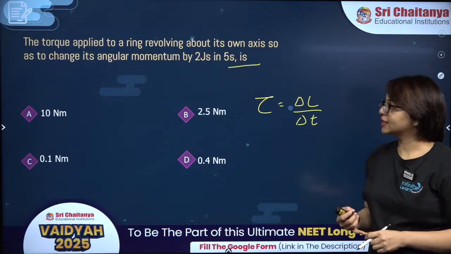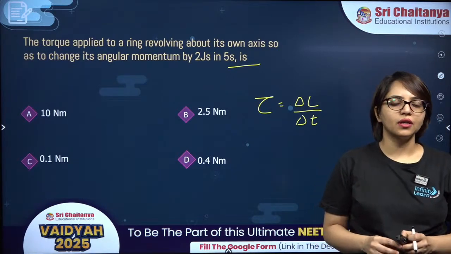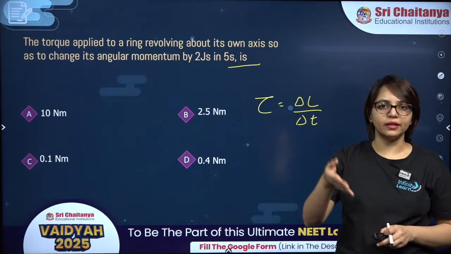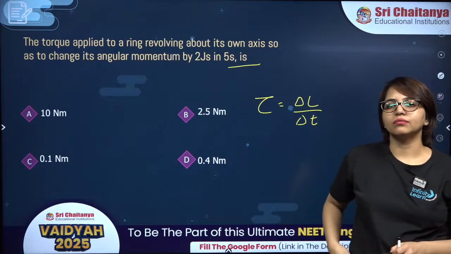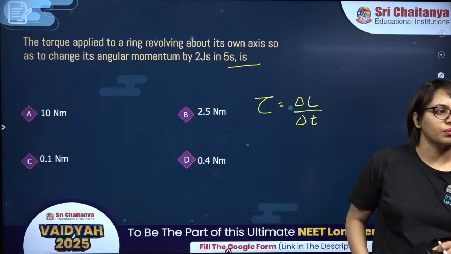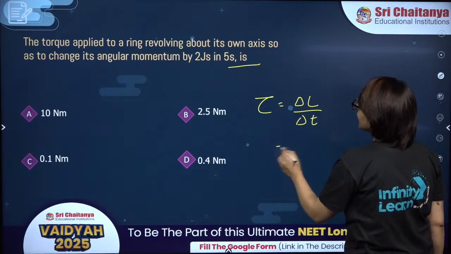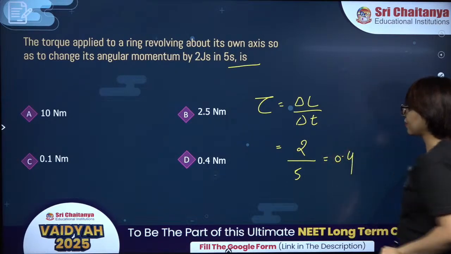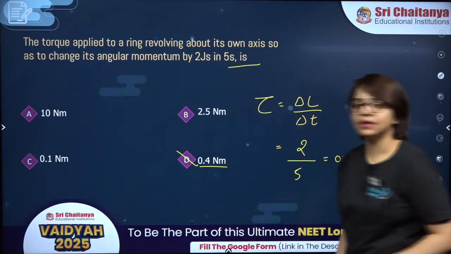You will be getting questions like this only in tomorrow's session. If you have any doubt, just go through the previous 10 days of this particular series and try to solve a few questions here and there. It will boost your confidence. Option D, all right. Chaliye. So we have delta L as 2, delta T as 5, so it is 2 by 5, which is 0.4 Newton meter, which is option D.